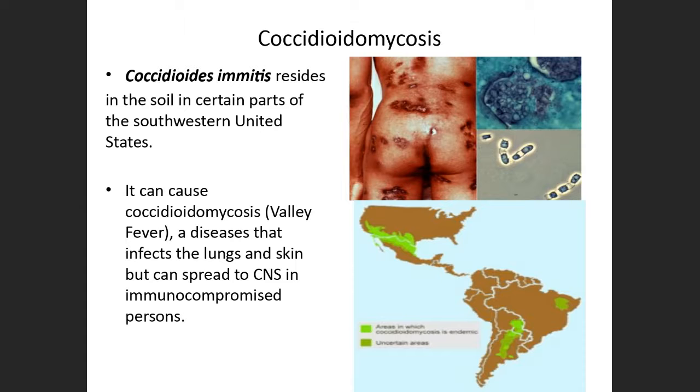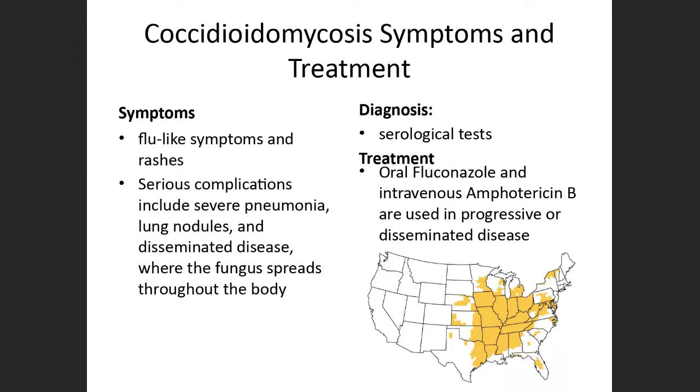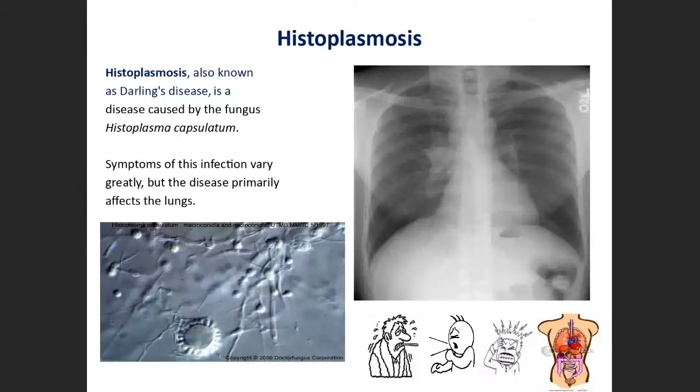So basically, it's almost like I'm repeating myself over and over again here. So the next one that we're going to look at is going to be histoplasmosis. We have talked about histoplasma before. And in the case of histoplasmosis, you know that it is a fungus called Histoplasma capsulatum.